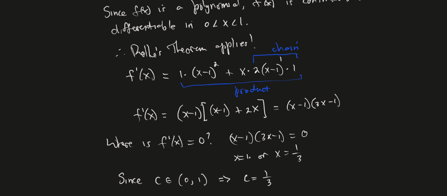Right? So even if the endpoints end up being stationary values, we can't use that as a value that's guaranteed by the theorem. It has to be in the open interval. Neither of the endpoints can be used. It has to be some number strictly between 0 and 1. And in this case, it ends up being 1/3, right? So there's our Rolle's theorem.